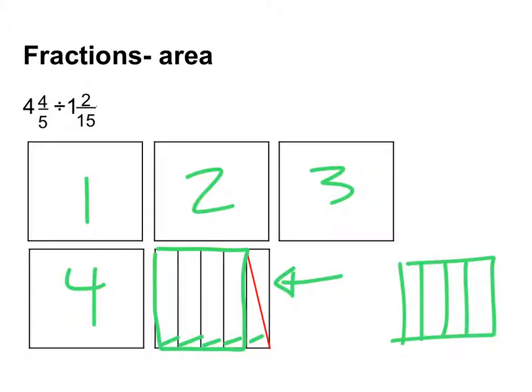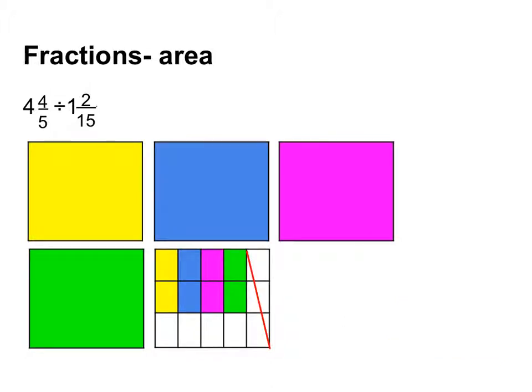So let's figure out how many 1 2/15 fit inside of this 4 4/5. I chose to do it this way. I chose to take that last box and break it up into 15ths. And then I did my colors. I took 1 yellow, that's 1 whole, and then this became 1/15, 2/15.